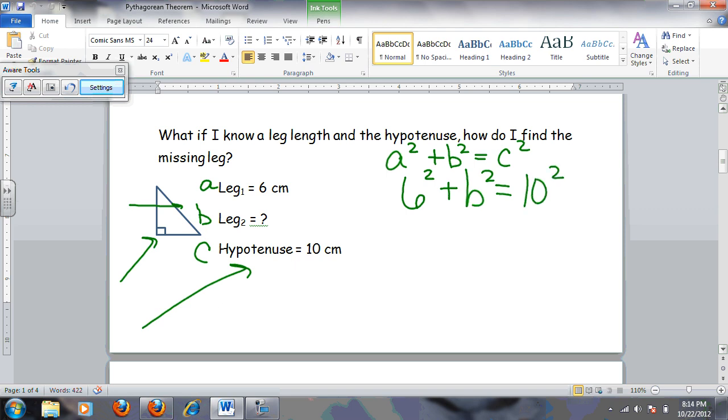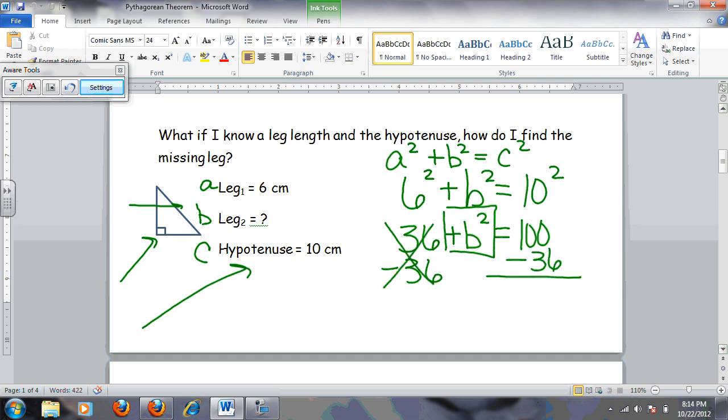Okay, let's go ahead and square these numbers. 6 squared is 36 plus B squared will equal, what's 10 squared? 100. This is just a simple two-step equation here. I want to find out B, so I need to get B squared by itself. So I'm going to subtract 36 because 36 was positive. Do the same thing on both sides, as Justin likes to say. 100 minus 36 is 64. So B squared is 64.